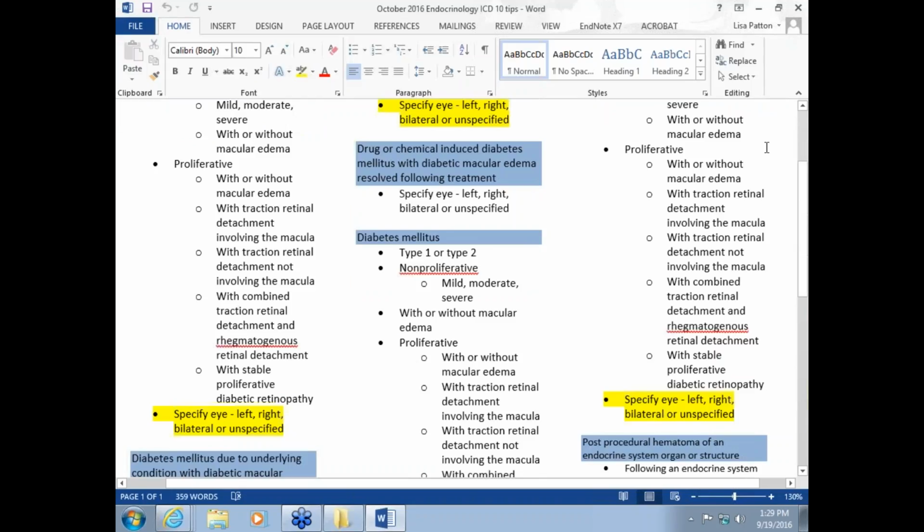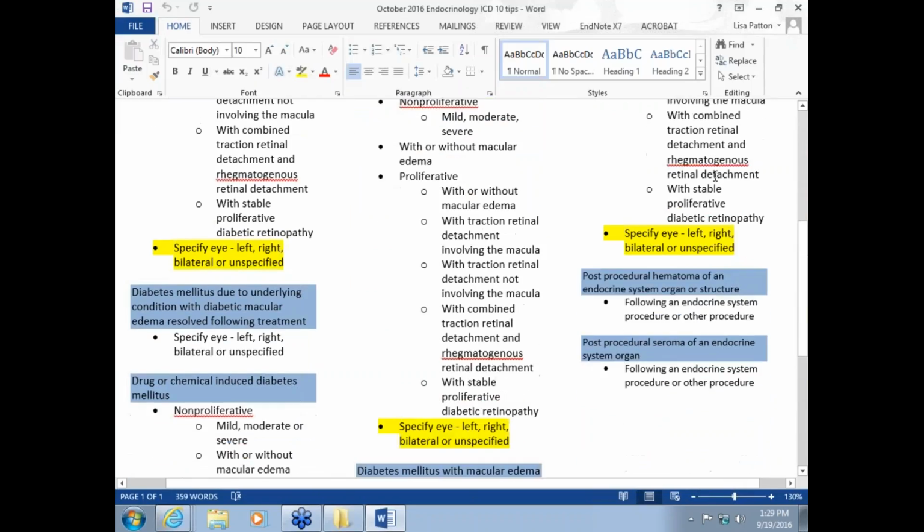So there are an actual few new codes that I do just want to highlight that they have added in, and you'll also see some themes as some of us go over some of these too. You'll see in each chapter they've tended to add in similar things. So for the endocrinology chapter, there's several new additions. Diabetes mellitus due to underlying conditions with diabetic macular edema resolved following treatment. So that's another little recurring theme I've seen in the book this year with things entered in resolved following treatment. So there's several here for the diabetes.